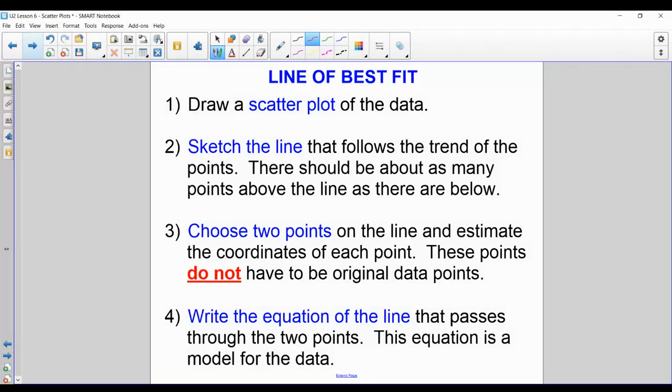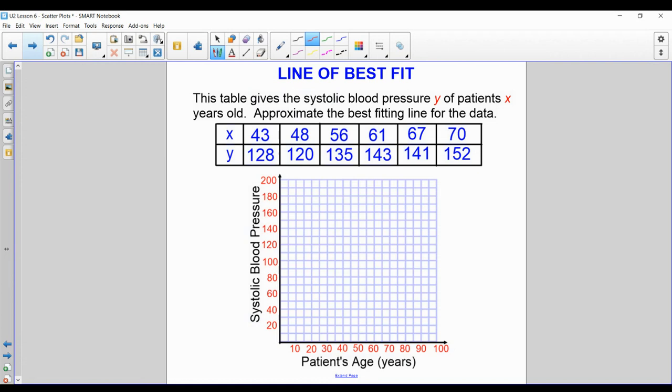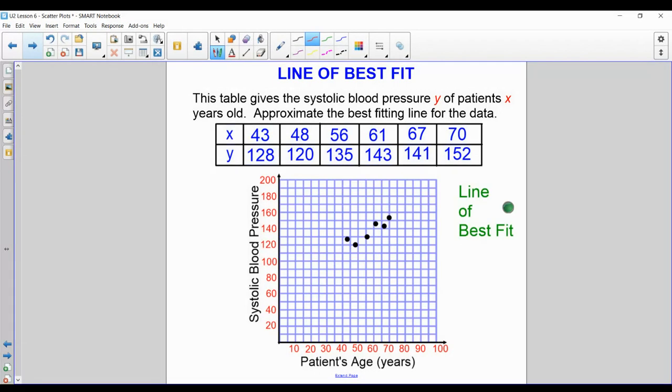Okay, let's go through a couple examples. So if I'm looking at this example, this is a table that gives the systolic blood pressure on the Y of patients depending on their age. We're going to come up with the best fitting line for the data. So we said the first thing you do, plot the data.